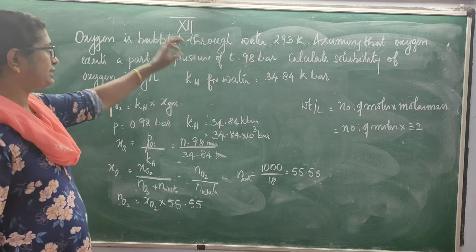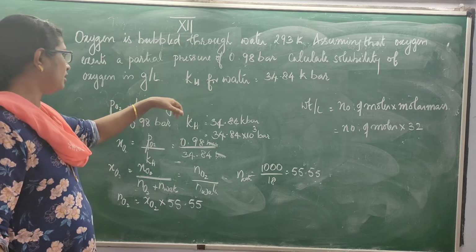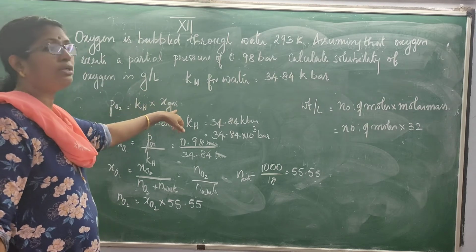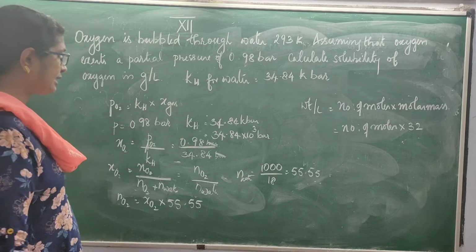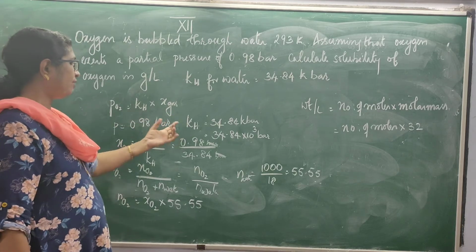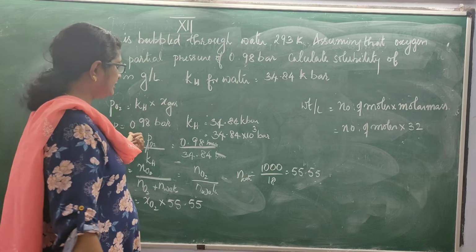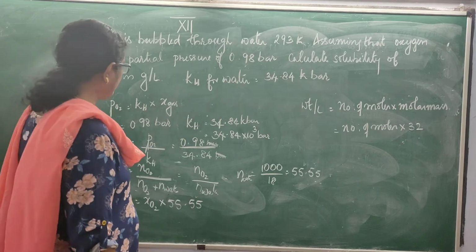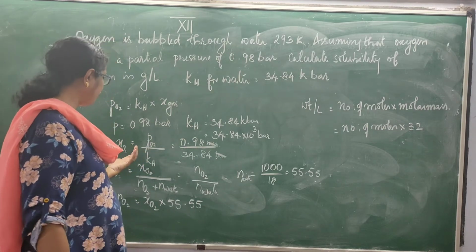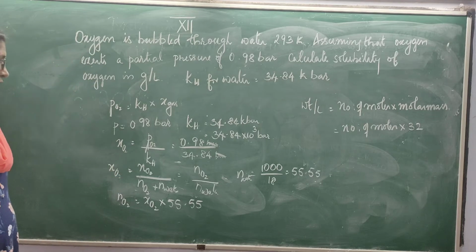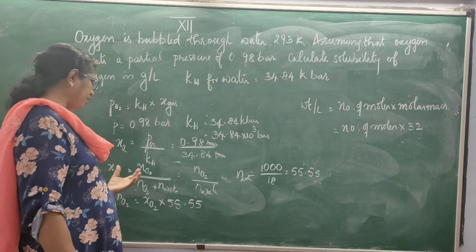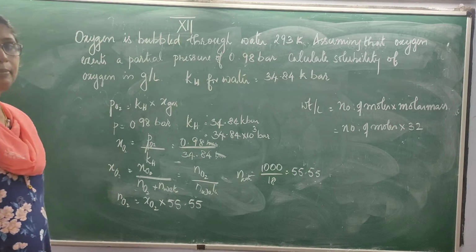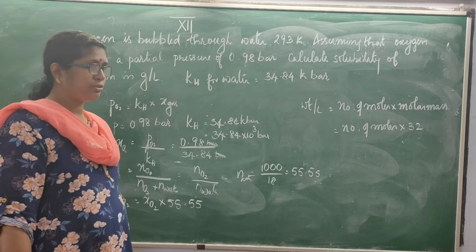So partial pressure is given, then kh is given. You can find out the mole fraction of the gas, that is here oxygen, and one is given in kilobar and the other is in bar. You convert the unit, then you have found out mole fraction of oxygen. Now mole fraction of oxygen is equal to number of moles of oxygen by number of moles of oxygen plus number of moles of water.